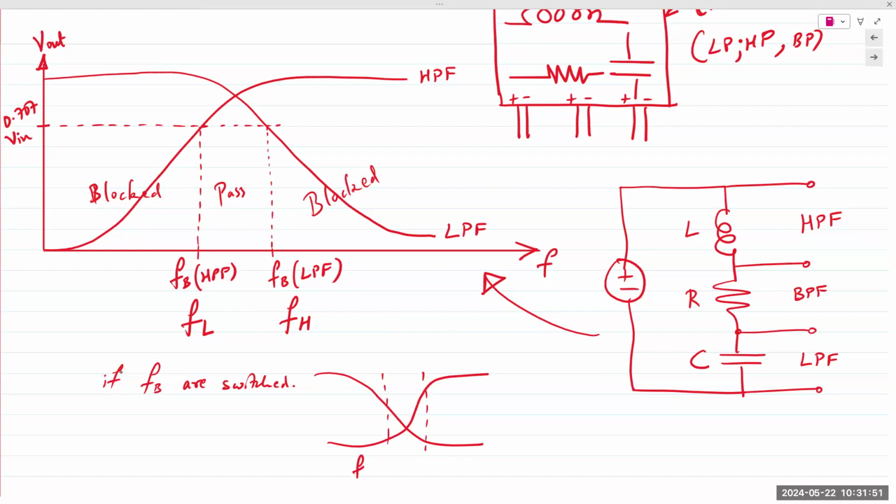If this was FB for low pass, and this was FB for high pass, it's a band reject or band stop filter. So if the break frequencies of the two filtering actions are switched over, and of course that depends on the values of the components, then you obtain a band reject or a band stop filter. Again, this is a very simplistic explanation, but essentially that's what happens. You can design a filter depending on your application by choosing the values.